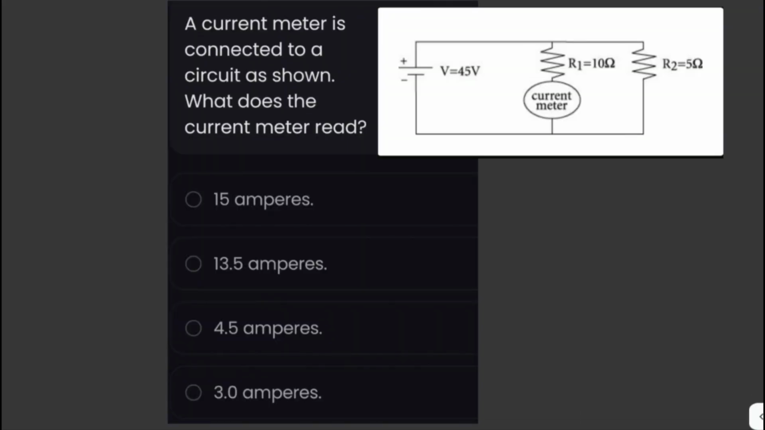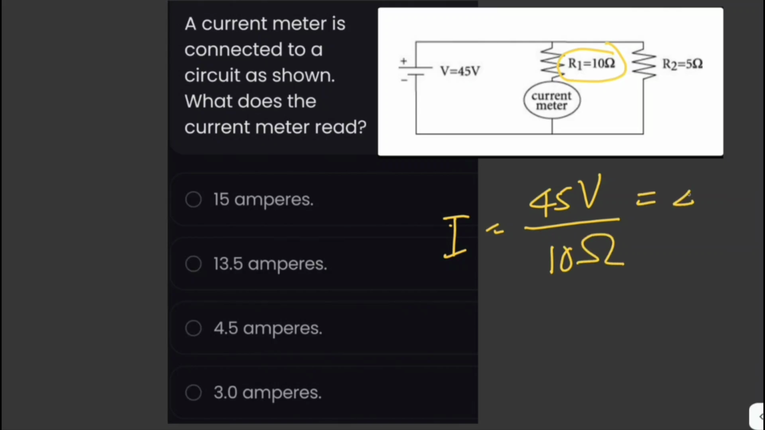A current meter is connected to a circuit as shown here. What does the current meter read? So the current through the meter is equal to the current through resistor 1, R1. So the current through R1 is just equal to 45 volts divided by 10 ohms, which is equivalent to 4.5 amperes. So the answer here is 4.5 amperes.